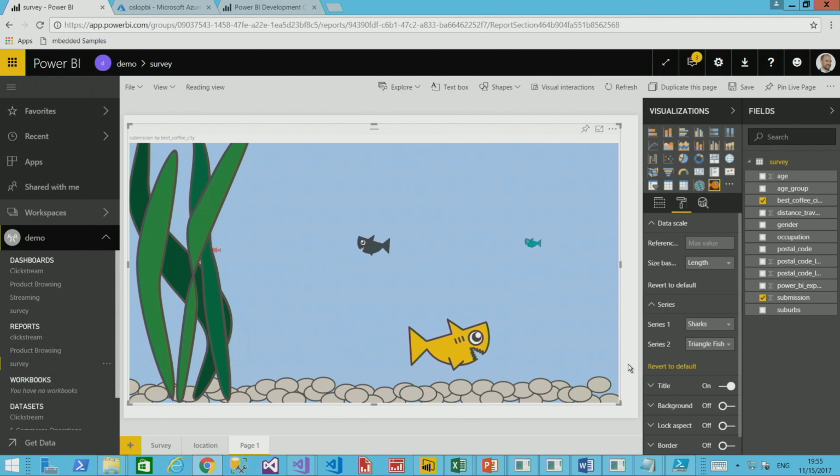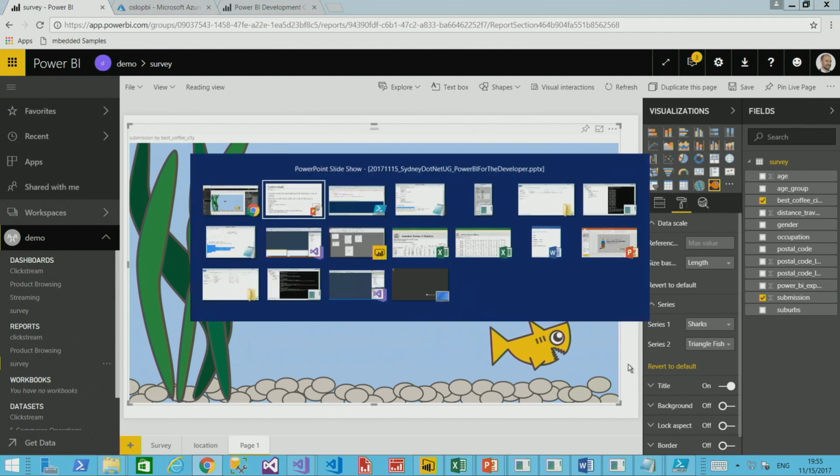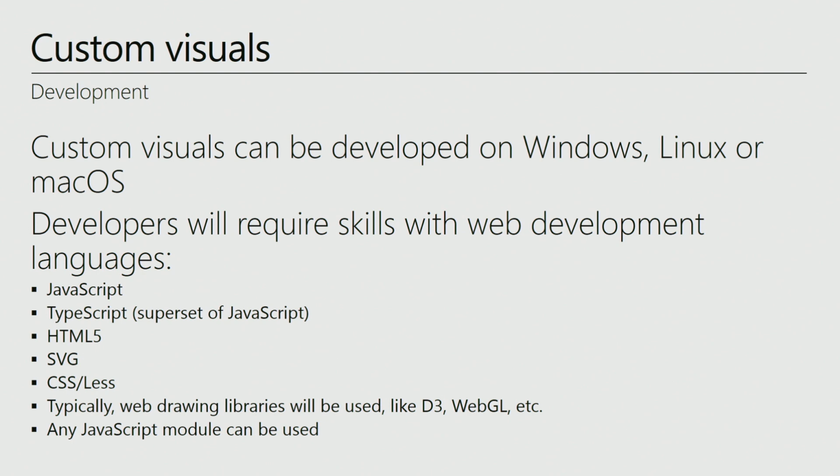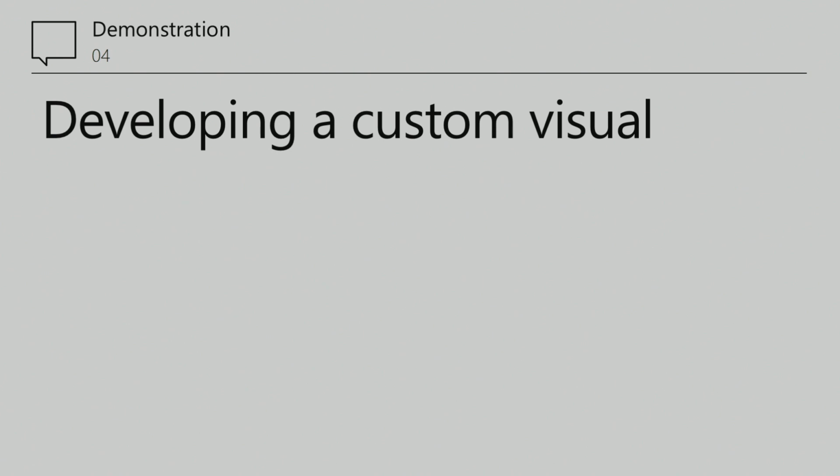When it comes down to presenting the data in the way that makes sense to you and your organization, then you can achieve this with custom visuals. Now, the interesting part for developers is it will require a very specific and advanced skill set: JavaScript, TypeScript, HTML5, SVG, CSS, and typically, and almost always, web drawing libraries like D3 or WebGL. So if you have those skills, then you can put it to work by creating custom visuals.